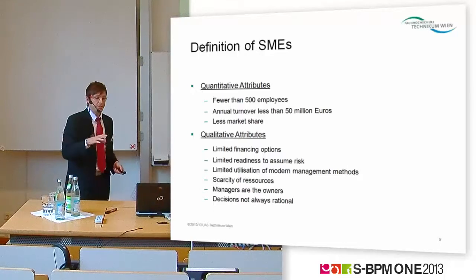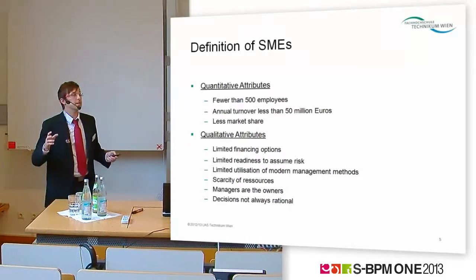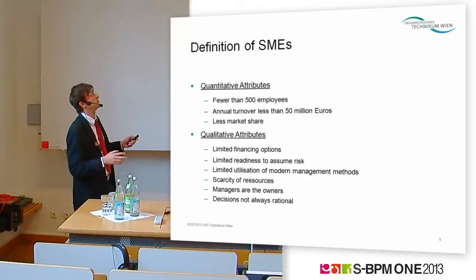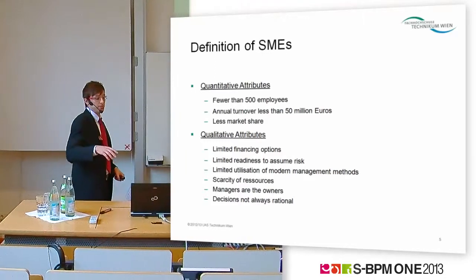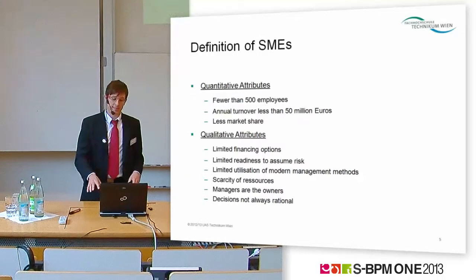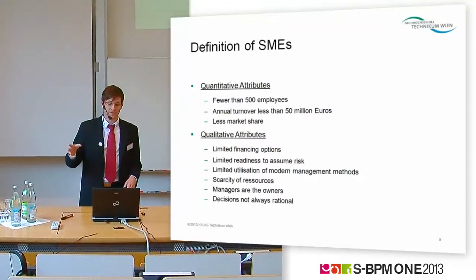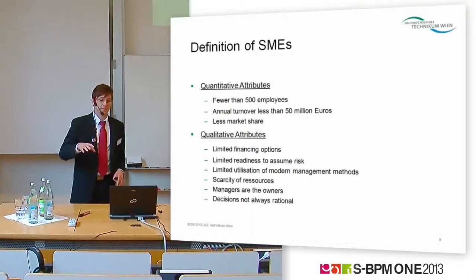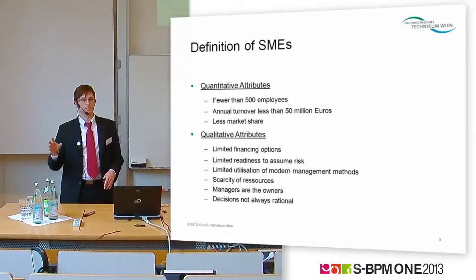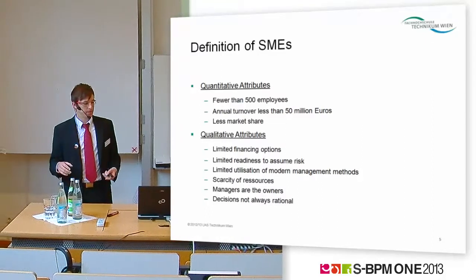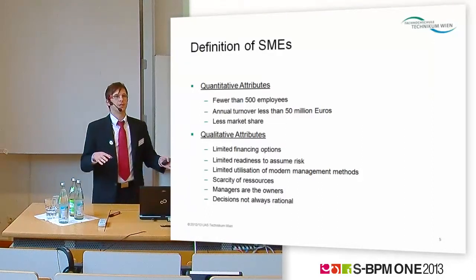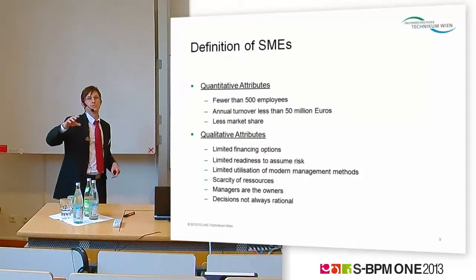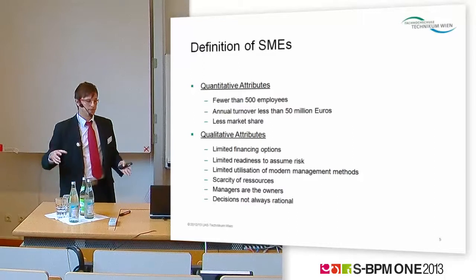Then to the definition of SMEs, as you can see, it's divided into quantitative attributes and qualitative attributes. Quantitative attributes say that an SME must have fewer than 500 employees. The annual turnover of an SME is less than 50 million euros per year, and they have less market share. And as you can see, these quantitative attributes are very easy to check.